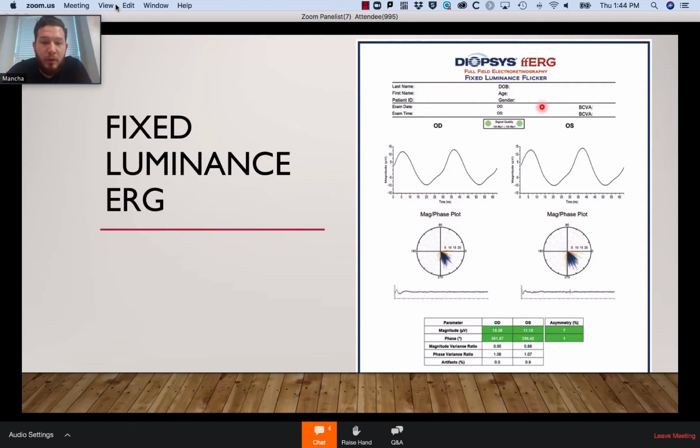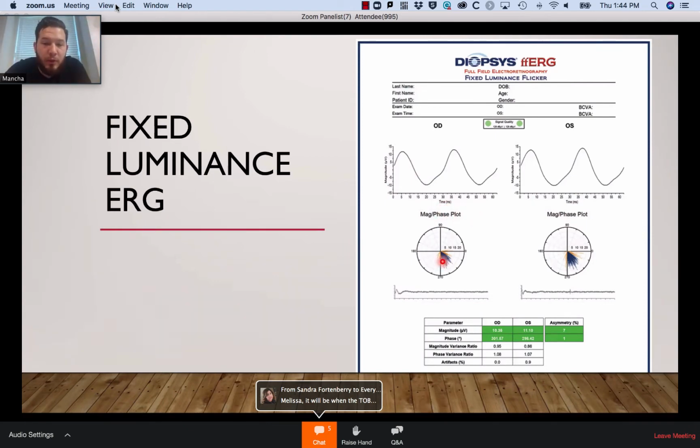On this top part, we're going to get the magnitude of the responses for both the right eye and the left eye. We see a nice sinusoidal waveform pattern, and this is typically what we're going to get in a healthy individual. There's no deficit to this amplitude where it's decreased between either eye. This magnitude and phase plot is a little bit trickier when you're first reading or learning about it, so I'm just going to highlight it real quick.